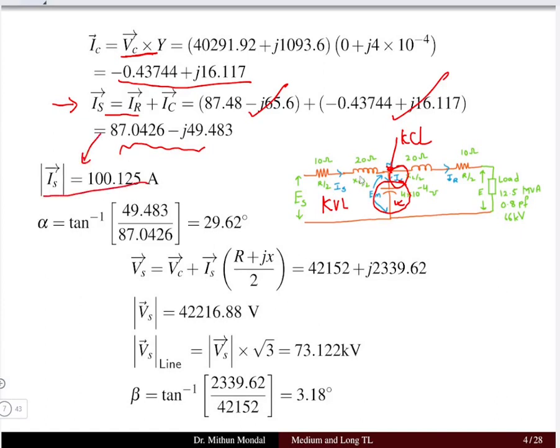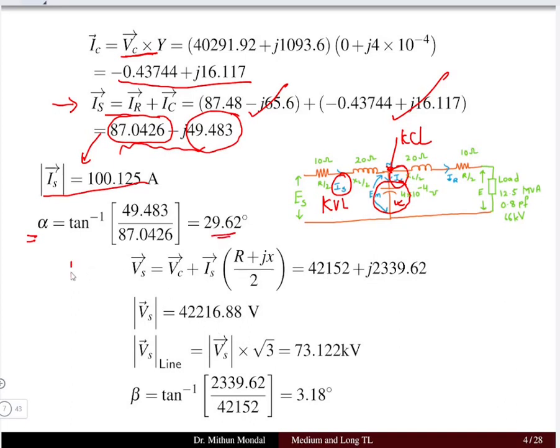Once we have got the magnitude of the sending end current, we can get the value of alpha, which is basically tan inverse of the imaginary part of the sending end current, which is 49.483, by the real part of the sending end current, which is 87.0426. We'll get 29.62 degrees as the value of alpha.